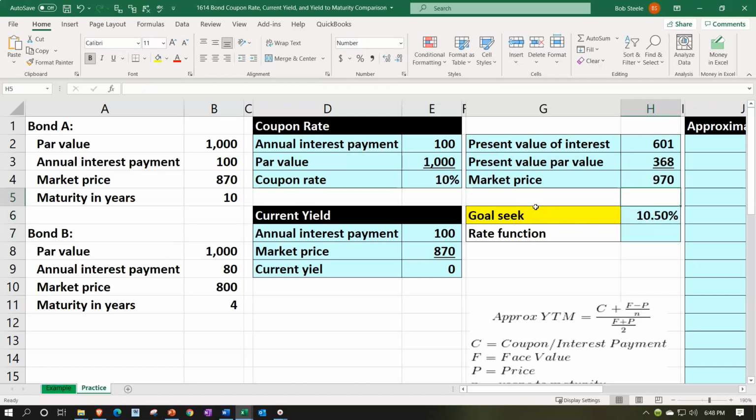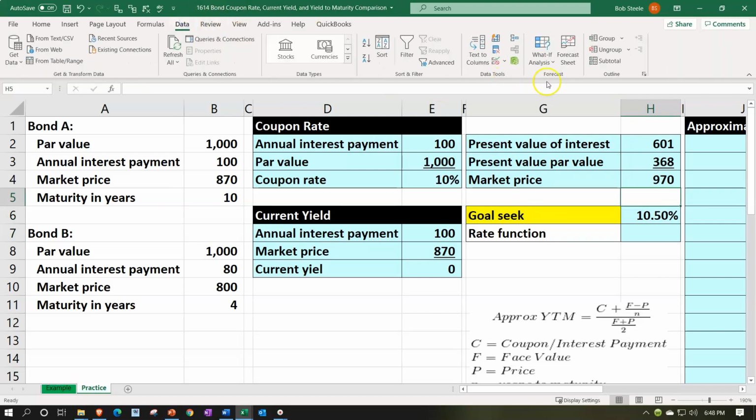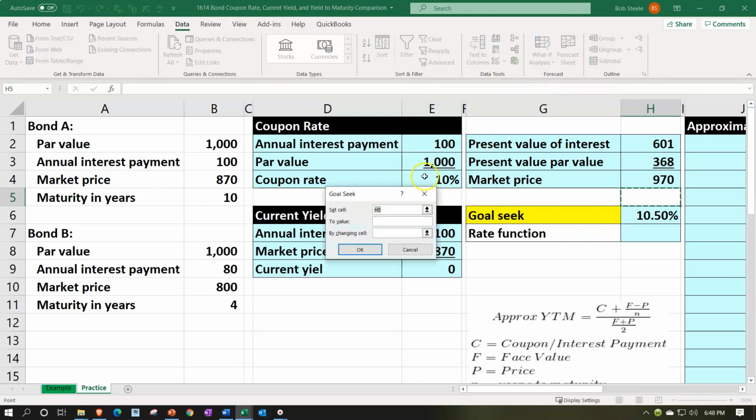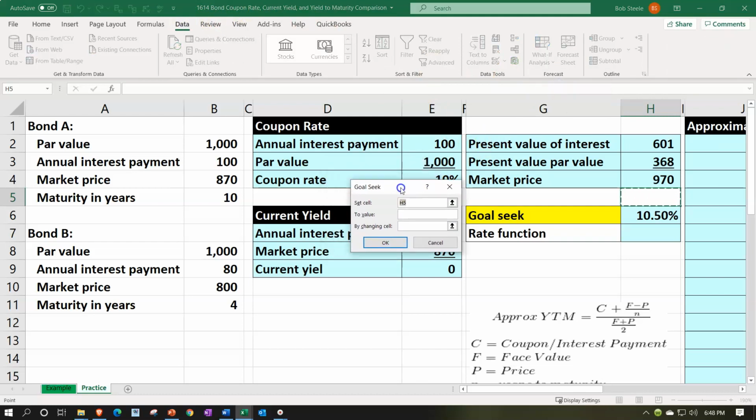until we get there. We're going to use Excel to do that, the goal seek function. Go into the data tab up top, go into the forecast section, go into the what if analysis, and we will seek the goal with goal seek. That's what we use to seek goals around here, is goal seek.